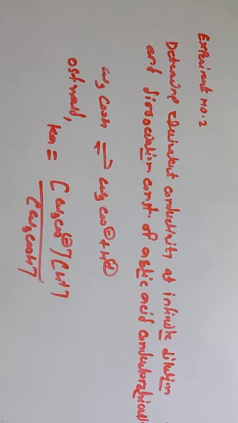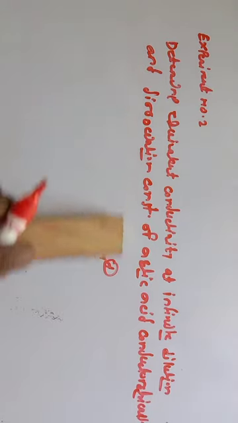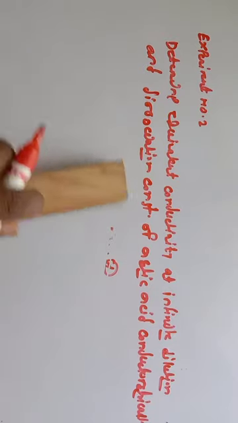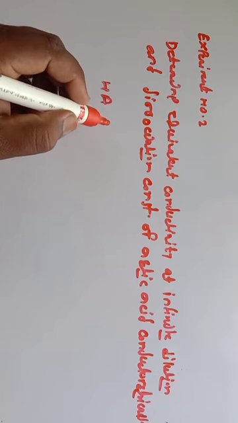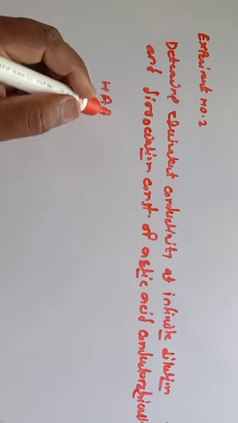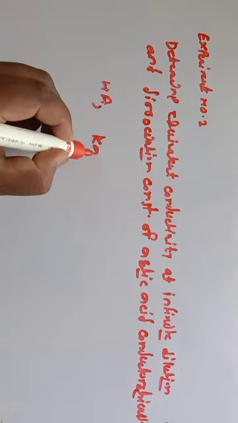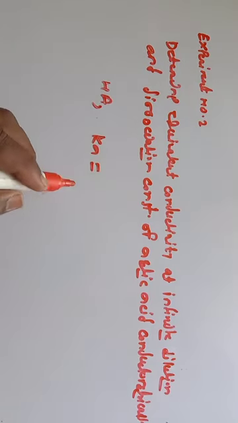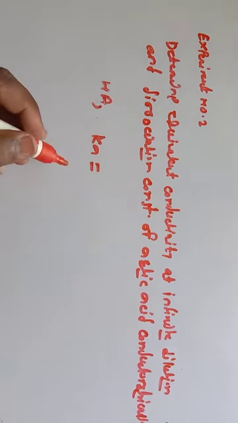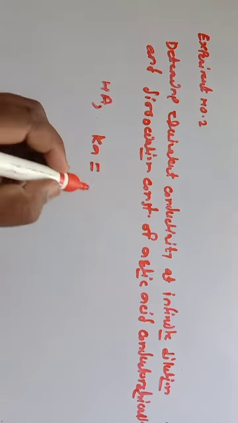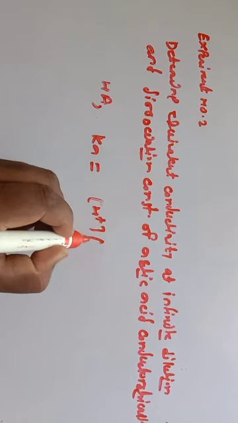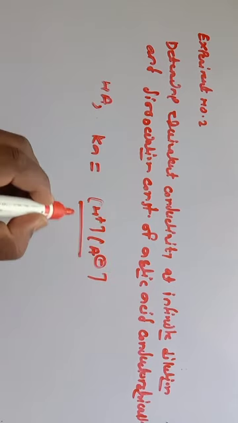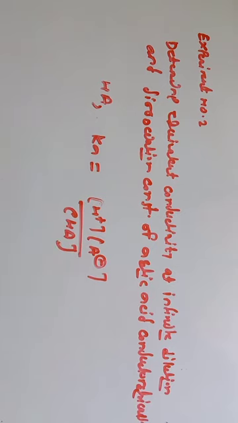In general, we can write HA for a weak acid, and the dissociation constant is written as Ka for this HA, because HA is the symbol for a weak acid. So Ka is equal to the concentration of H plus ions into the concentration of A minus ions upon the concentration of HA, and this is known as Ostwald dilution law.